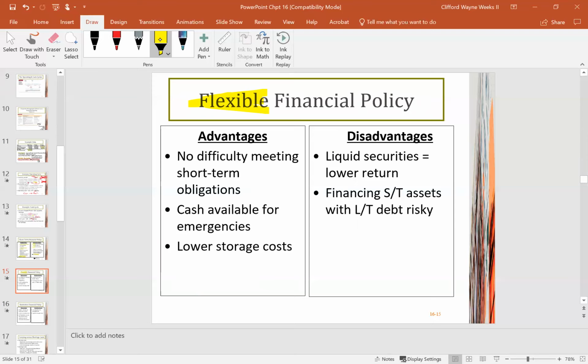Disadvantages, however: liquid securities equal a lower return. If you think about the assets of a business, with cash the only thing that's going to earn you anything is interest. So when we have a bunch of cash on hand, we're not putting it into our system through our operating cycle, and therefore not getting the weighted average cost of capital that we just got done calculating. We're just getting the interest rate. And so we're financing short-term assets with long-term debt, which can be very risky.